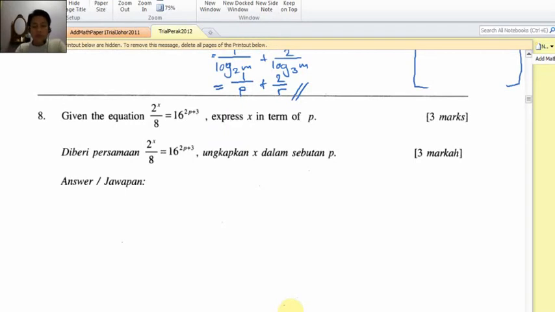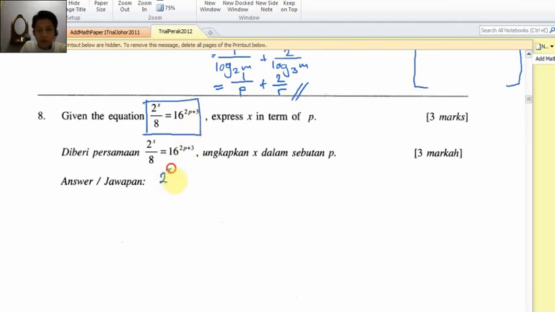Right, given this expression, we are going to express x in terms of p. You can see that x is the index for 2, and then 2p plus 3 is also an index. We have base of 2 and 16 here, so we need to make it consistent. We need to turn everything to the base of 2. How do we do that? Let's take a look at it.